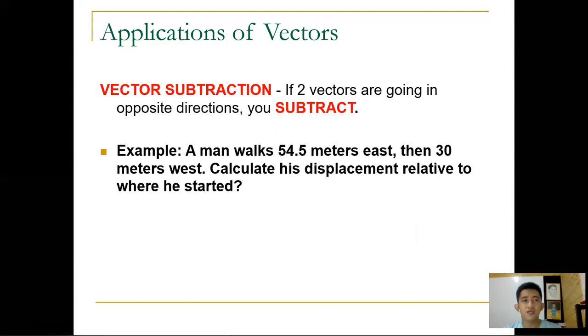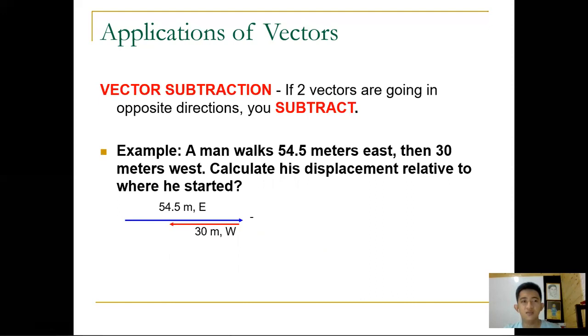If two vectors are going in opposite directions, you subtract. For example, a man walks 54.5 meters east and then moves 30 meters west. We now calculate the displacement relative to where he started. The arrow moving to the east is represented by the blue arrow with 54.5 meters east. Then he returned 30 meters west. So where he stopped, that's the displacement.